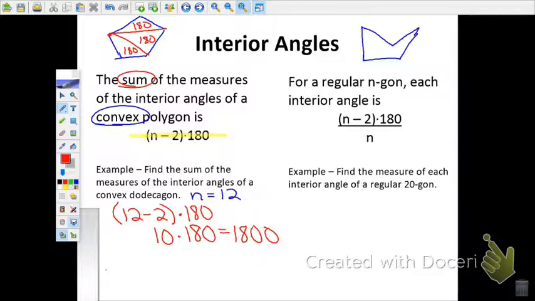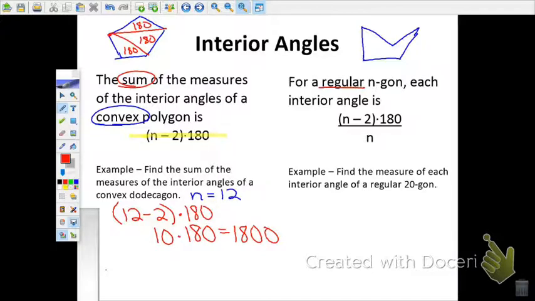Then on the next flap, we're going to find each interior angle for a regular n-gon. N-gon means simply that we can put any number of sides. We could have just said the word polygon. When you see that word regular, regular means that all of the angles are the same size. In just a normal polygon, the angles don't have to have the same measures. If they tell us it's a regular polygon, then each one of the angles is the same.